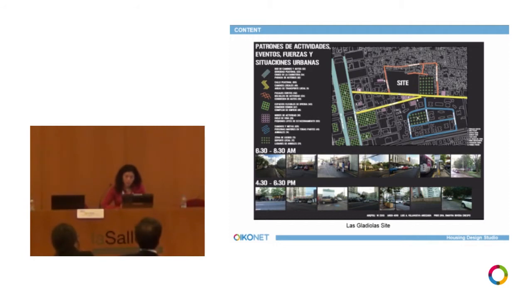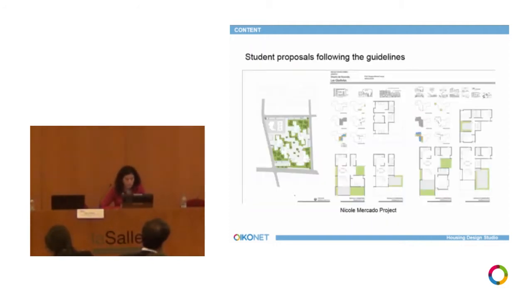After this analysis, the students based their projects on the guidelines of the participatory process of Proyecto Enlace, and they started designing their projects based on those guidelines, on the analysis, and on the lecture. They started with the minimum part of the house, the apartment, and as you can see in this proposal, Nicole Mercado's project, she used the guidelines.